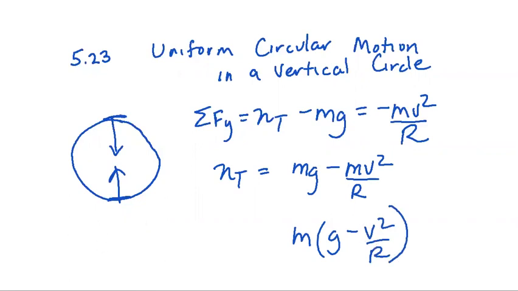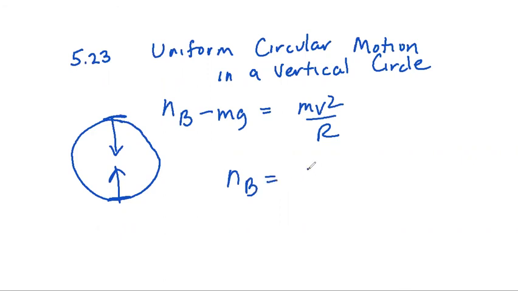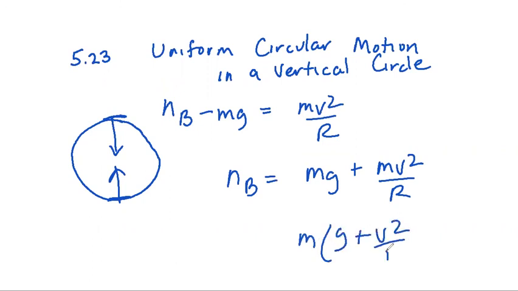At the bottom, well, let me pause and clean up the screen. At the bottom, we have the normal at the bottom minus mg equals m v squared over r. That's going upward. So we have the normal at the bottom equals mg plus m v squared over r. So that's going to equal m times g plus v squared over r. And there you go. I think that's the last problem in this chapter.